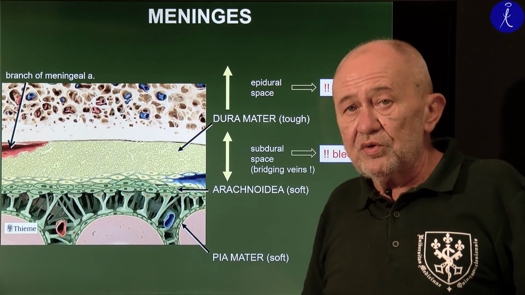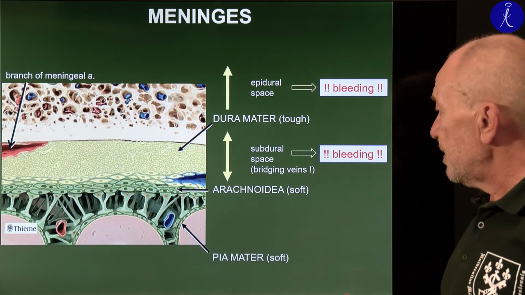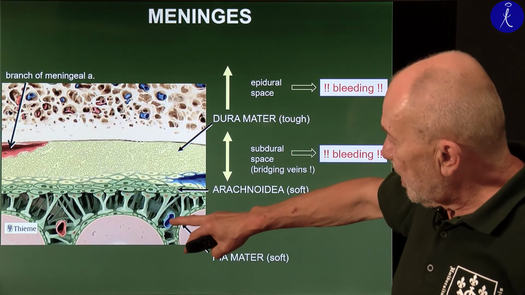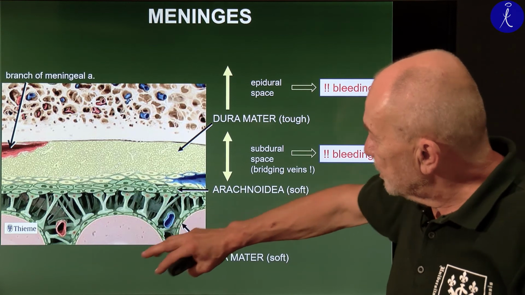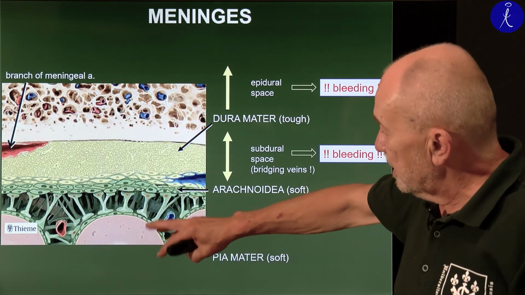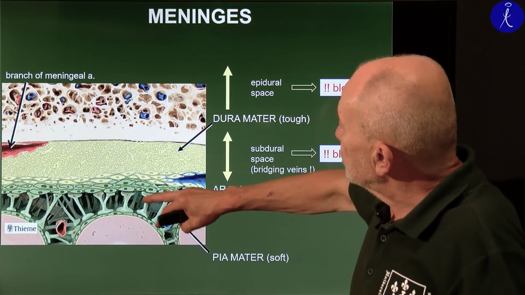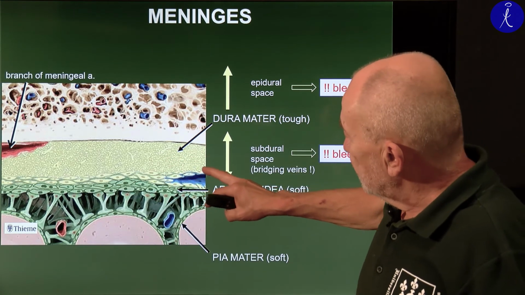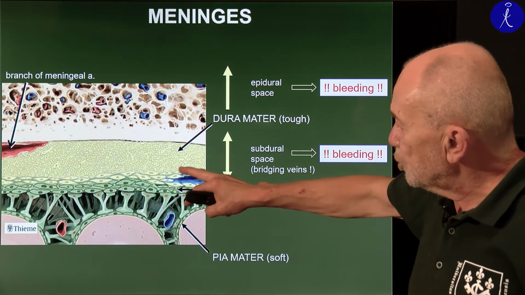This one is virtual, really contains nothing, but because the veins from the surface of the brain and spinal cord should join veins formed by the dura mater.